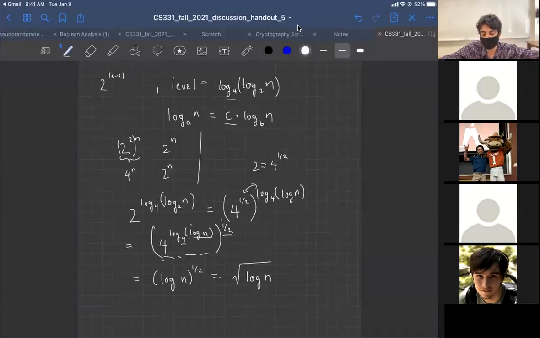And that's our answer. Now here it doesn't matter if you write 2 or 4 or whatever, because we can just use the change of base formula and we pull out the square root of a constant. So asymptotically, that doesn't change anything. Okay, so our final answer is the square root of log n.